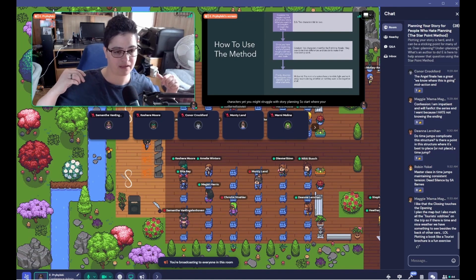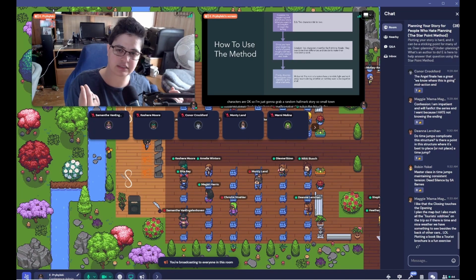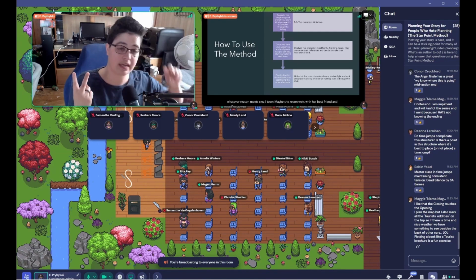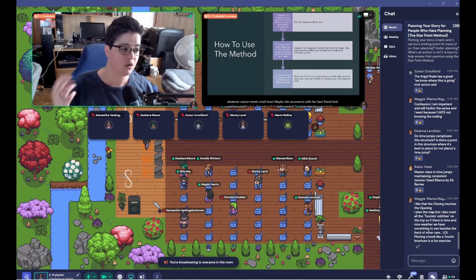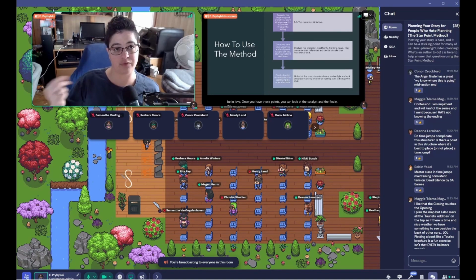Okay, so I'm just going to grab a random Hallmark story. So small town, woman moves back to her hometown after not making it in the big city for whatever reason, maybe she reconnects with her best friend. And so those are the two characters, and at the end of the book, they're going to be in love. Once you have those points, you can look at the catalyst and the finale. Okay, so what's the catalyst for their relationship?